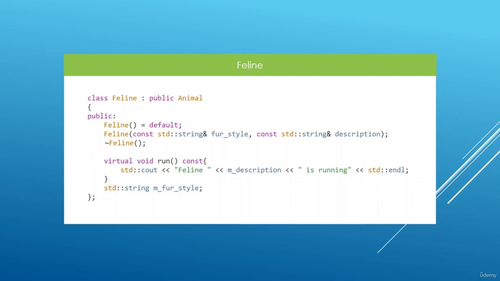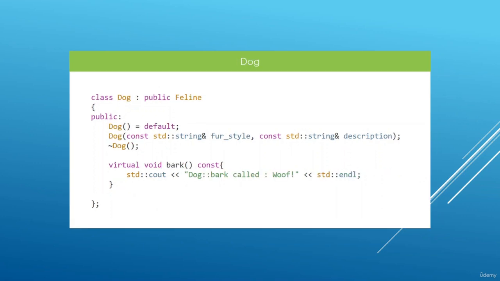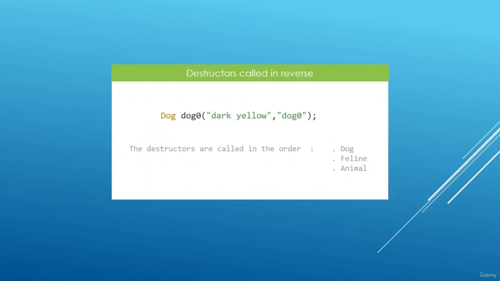We are going to derive from feline and set up a dog class. And this dog class is going to set up its own virtual function. And notice that it has a destructor, which is really a regular destructor. Now, once we have this inheritance hierarchy set up, we might want to do something like this. We can create a dog object. And when it is time for this object to be destroyed, I want you to focus on the order in which the destructors are going to be called.